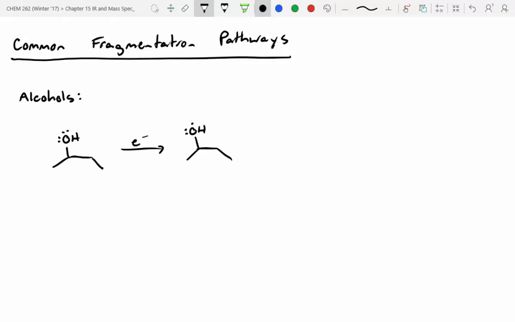Now all of a sudden, this oxygen's electron deficient. So we've got a positive charge. This would be our parent ion, right? So I'm just going to bracket this. And I'm going to put a positive charge over here because we've lost that electron that used to be a lone pair electron. Now what I like to do is to label my carbons.